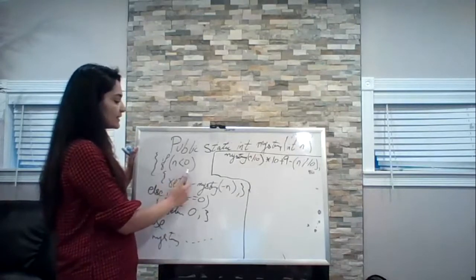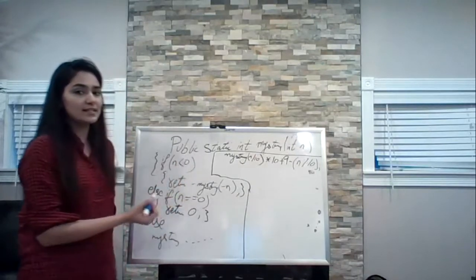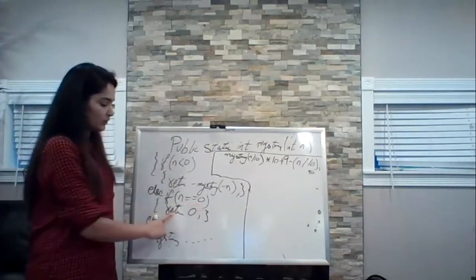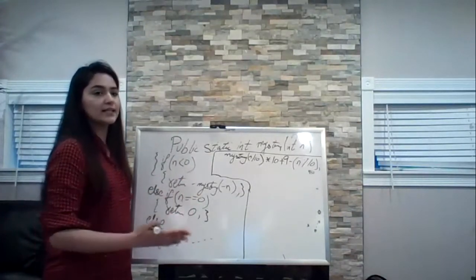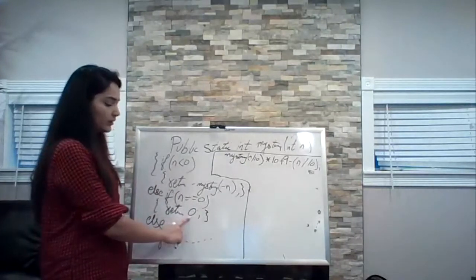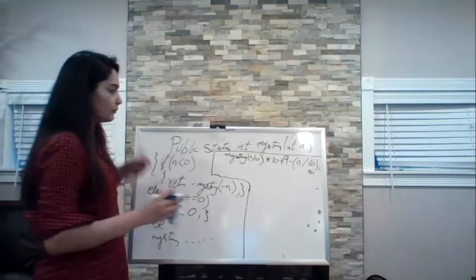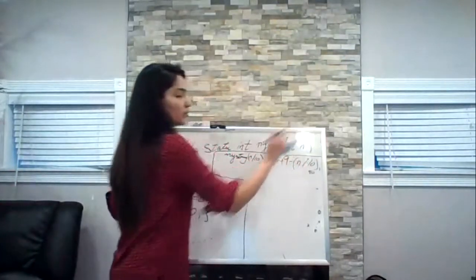So if n is less than 0, is 0 less than 0? No, we will move on to else if. Is n equals 0? Yes, your n is equal to 0. Value returned will be 0. So for the first mystery call, your answer is 0. Let's take a look at the next mystery call.